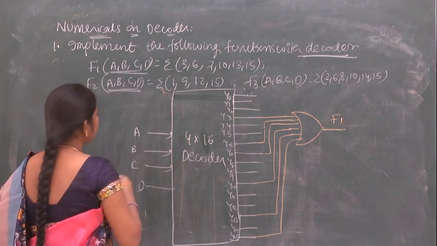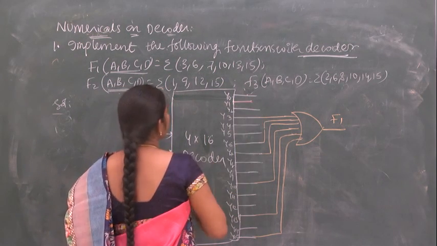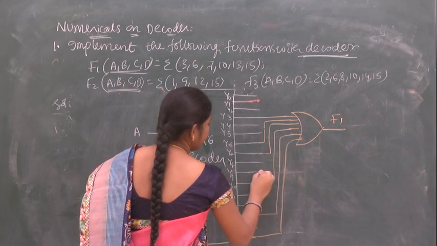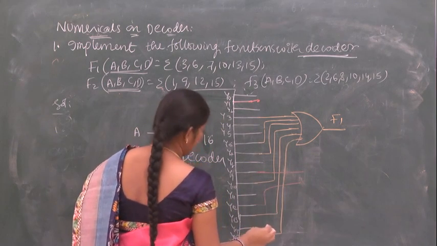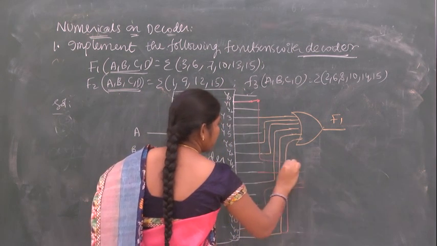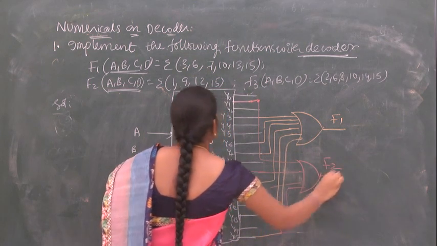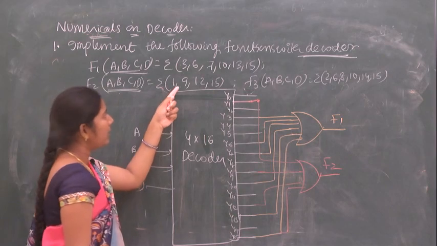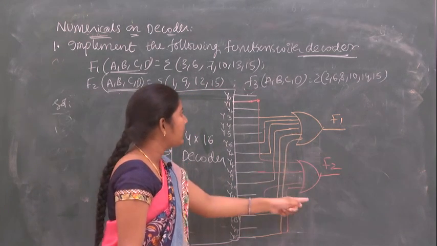F2 function is what? For 1, 9, 12 and 15, I am taking one OR gate here. So give these to one OR gate. For all these cases, your F2 is high. Either it may be 1, 9 or 12 or 15, your F2 is high.